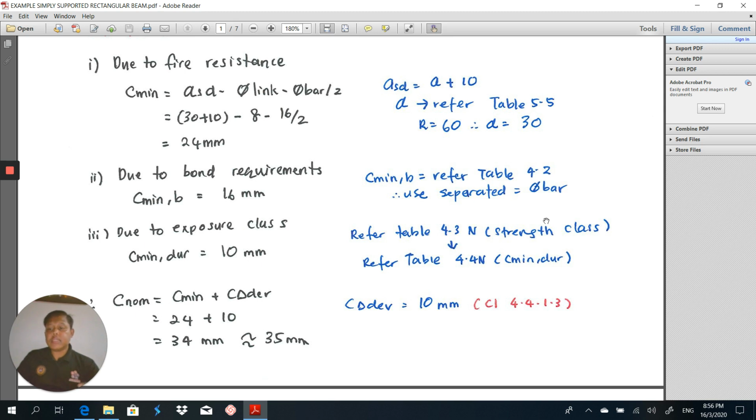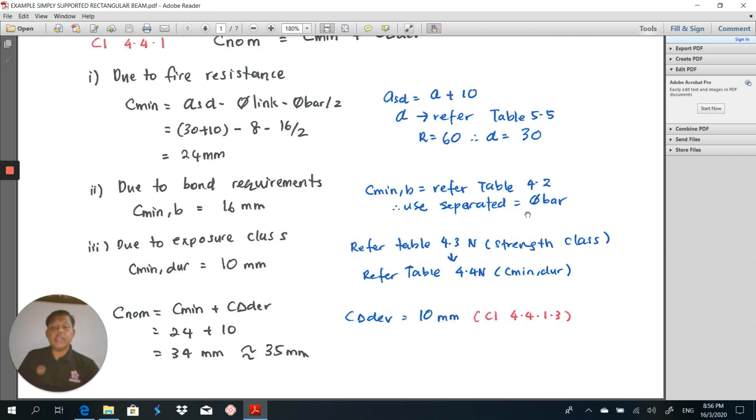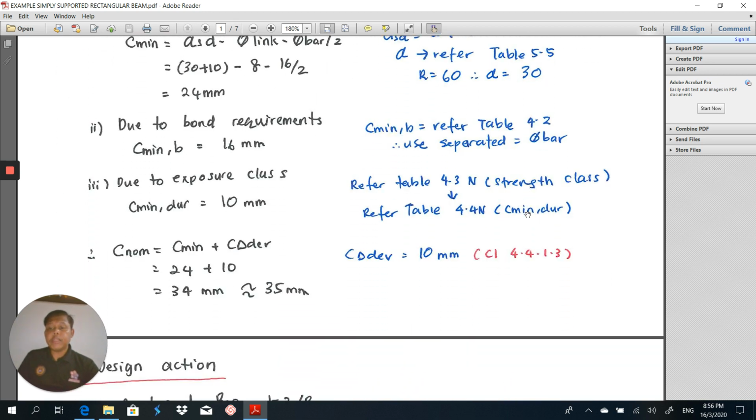Therefore, in this case, the condition says that if the fck is more than or equal to 30 Newton per millimeter squared and above, we have to reduce the class by 1. Therefore, by referring to table 4.4N, we know that the structural class given here is S4. We have to reduce by 1. Therefore, the structural class becomes S3. That's why the C minimum durability is 10 mm.